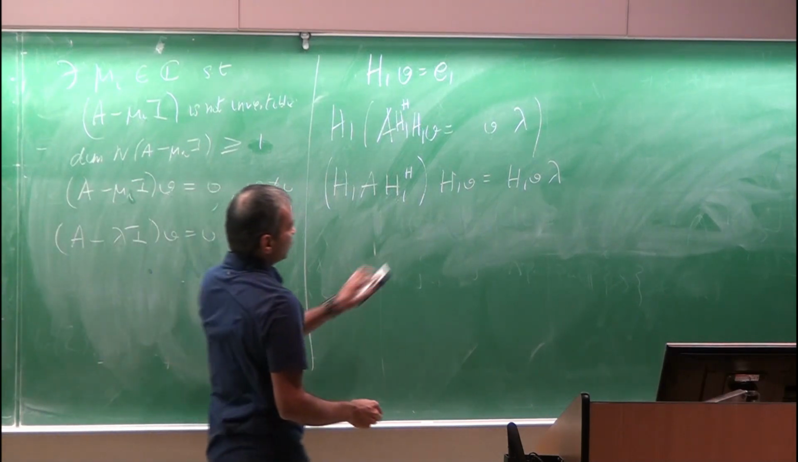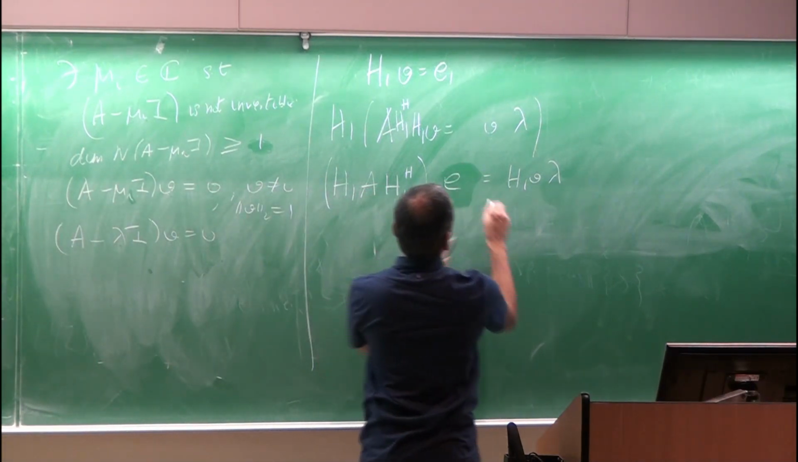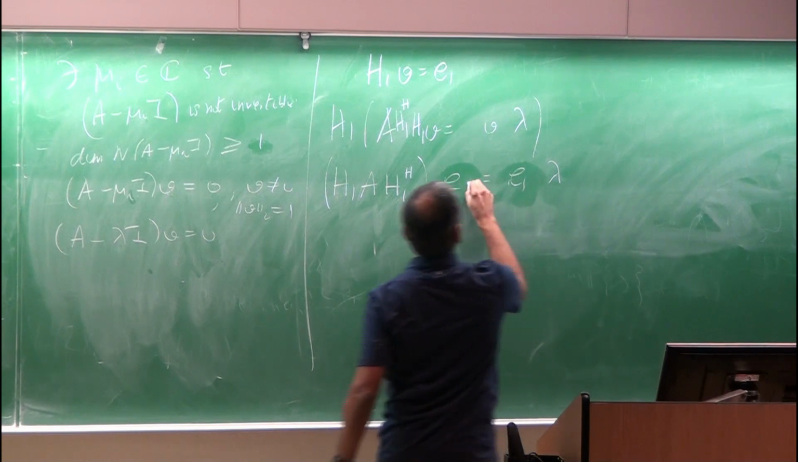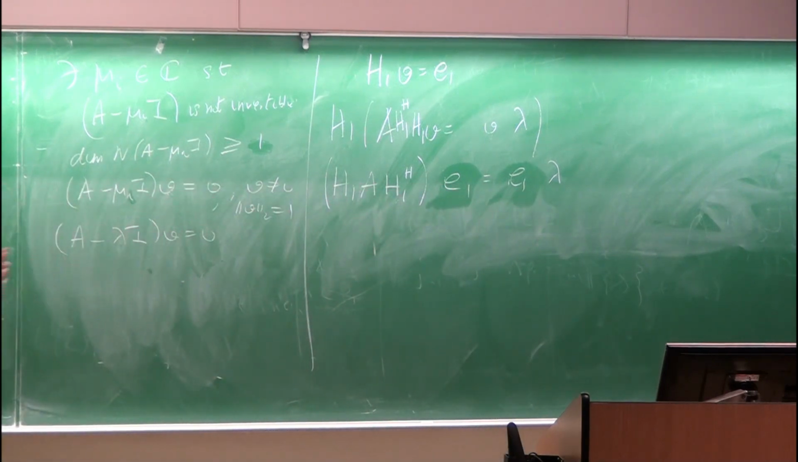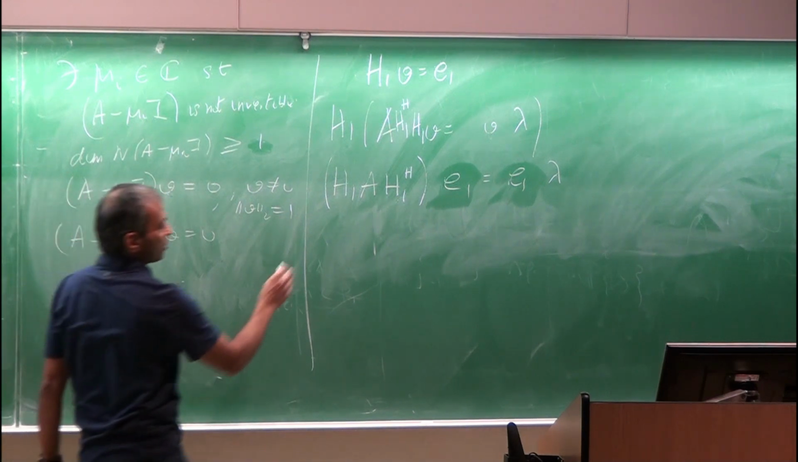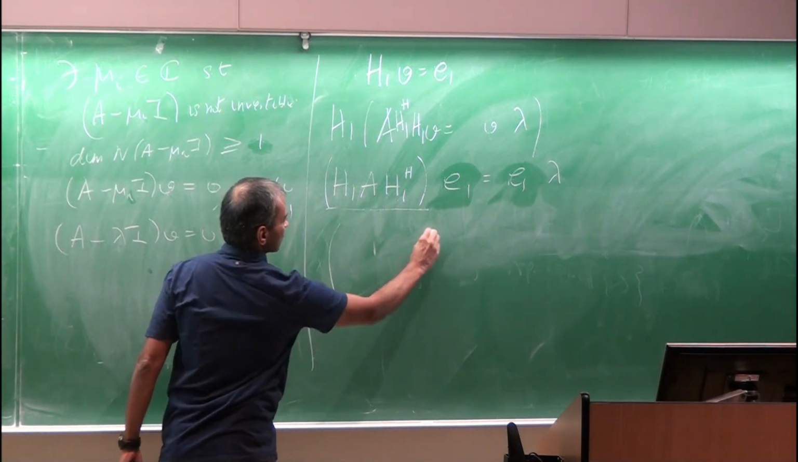So this is easy to do. H1 v is just e1, right? We picked our Householder transformation to map the eigenvector to 1, 0, 0, 0, right? That's what we normally do. So all we have to do now is look inside this equation. So we look inside it.